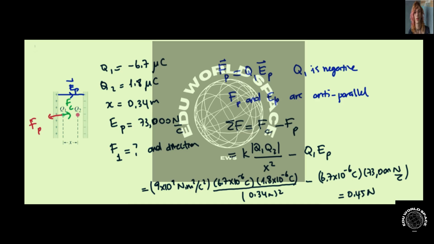It is a positive number, which means the net force is to the right, which means F sub C, the Coulomb interaction between Q1 and Q2, is stronger than the force generated by the plates.